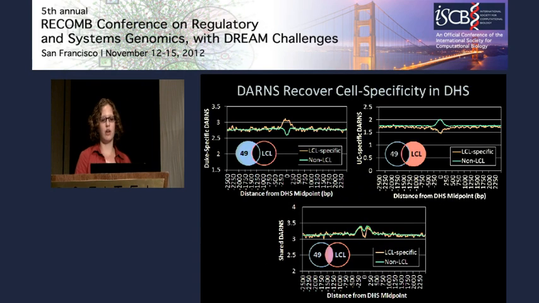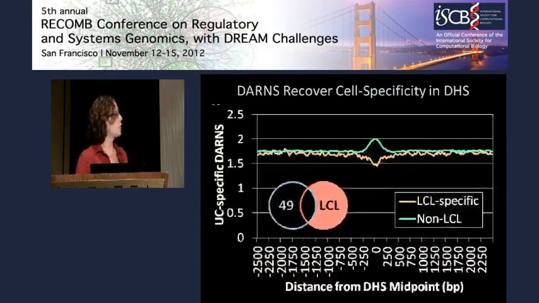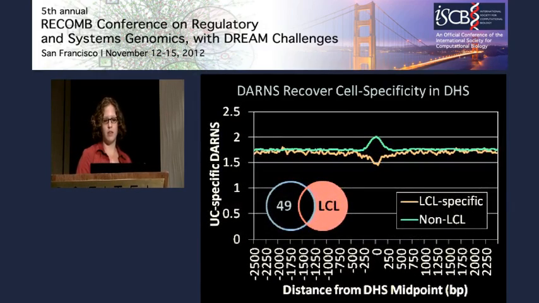In these figures, we plot the distribution, just like before, of different sets of DARNs around either DHS that were found only in LCL, LCL specific, or those found in non-LCL lines. We see that the results conform to our expectations. For example, if you focus on the one for the LCL specific DARNs, you find that they're depleted for DARNs in the LCL specific, where we expect them to be open, and actually enriched for DARNs in the non-LCLs that we would expect to be closed in the LCL line.